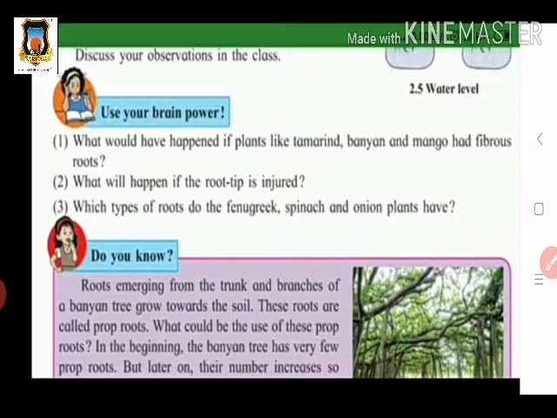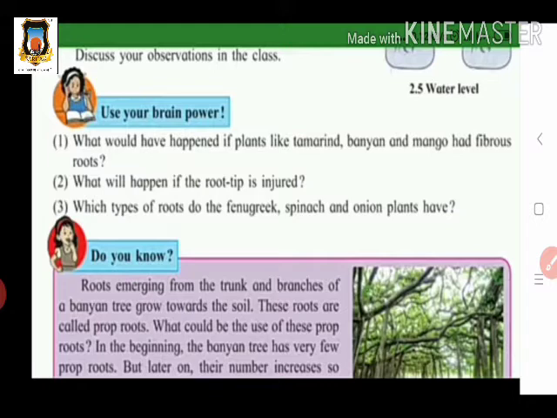So here we see the roots emerging from the trunk and branches of a banyan tree grow towards the soil. These roots are called prop roots. So another type of roots also given in your textbook, that is the prop root. These roots are emerging from the trunk and branches of the banyan tree. If you observe the banyan tree in your surrounding, you can see such type of roots.